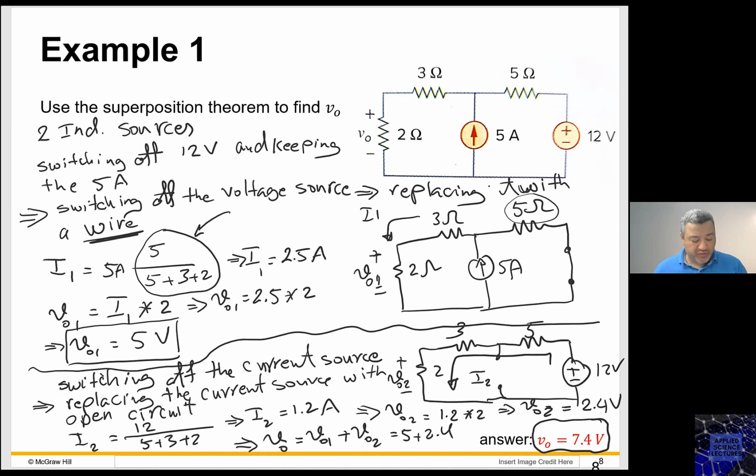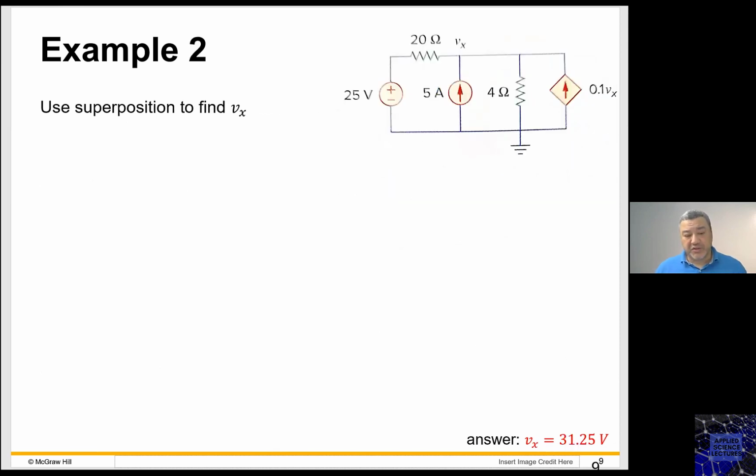Now, in the next question we have a dependent source as well. So let's see how we can deal with this question. Here we have two independent sources and one dependent source. We need to use superposition to find Vx. Where is Vx? Vx is across this current source, right? Because this is my reference.